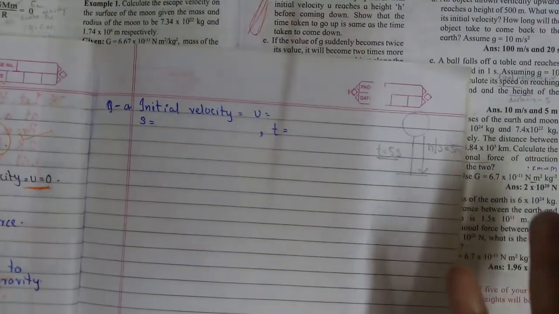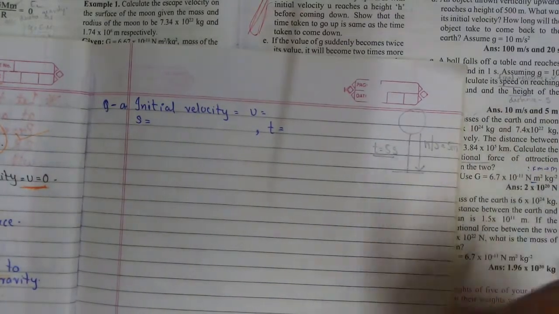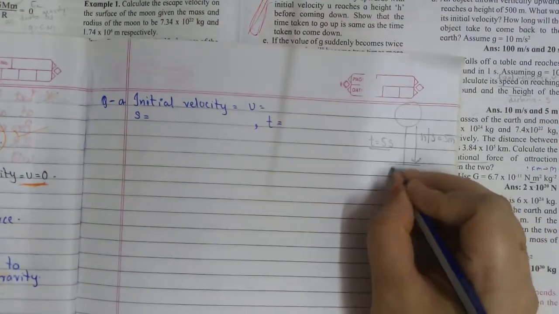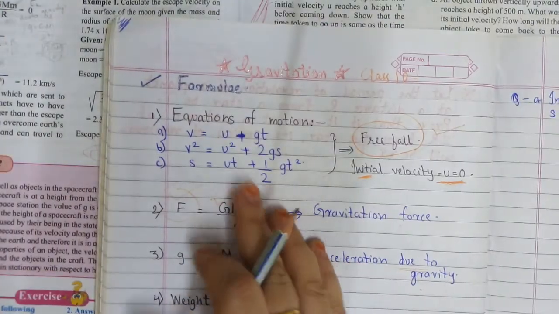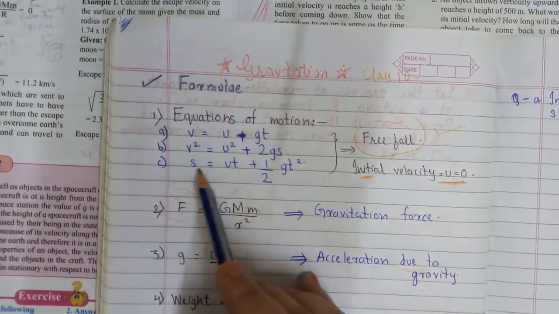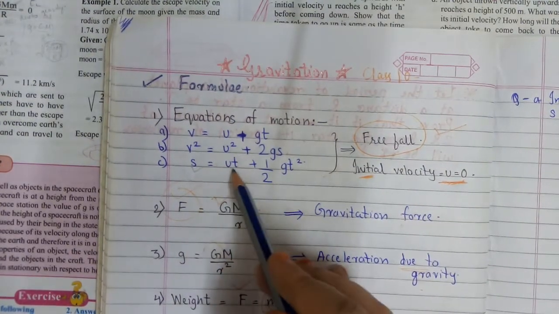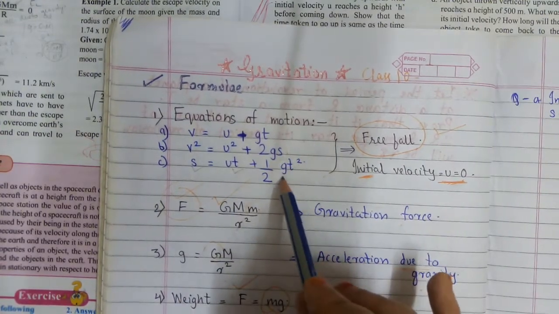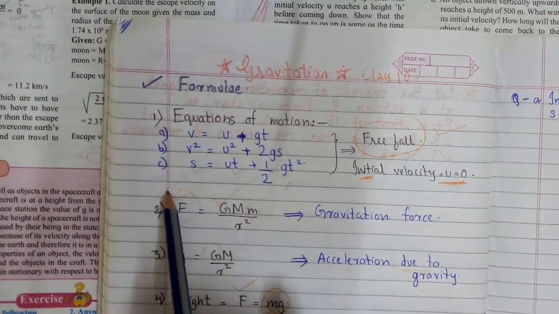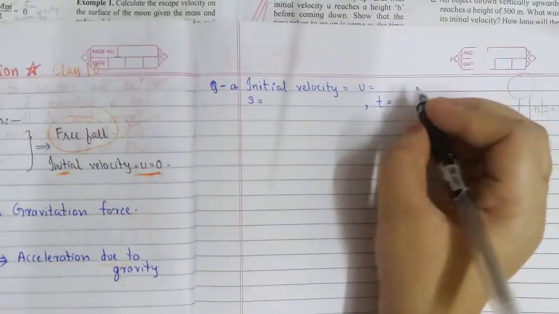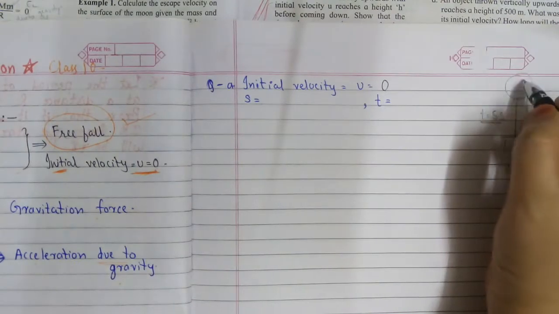Here we can use the Newton equation of motion. Let's see which equation will be used. This is an example of free fall. Just now we have seen the three equations of motion. In this question the value of s is given and t is given, so from the third equation of motion we can calculate g. Now let's solve it. Here the initial velocity in free fall will always be 0 because the object is at rest.